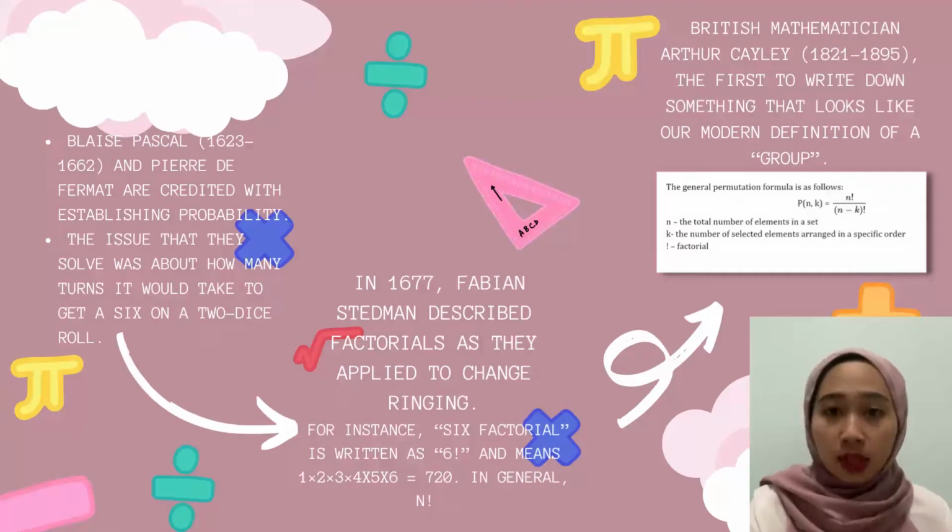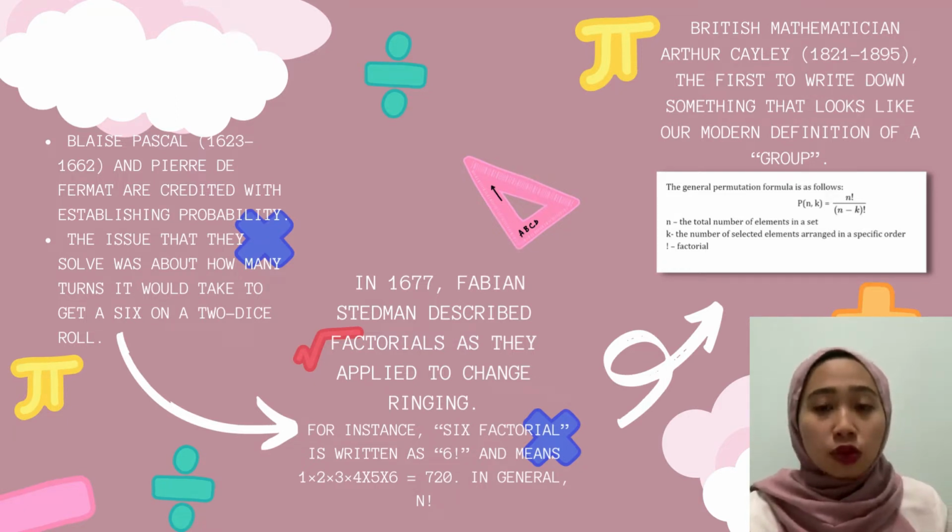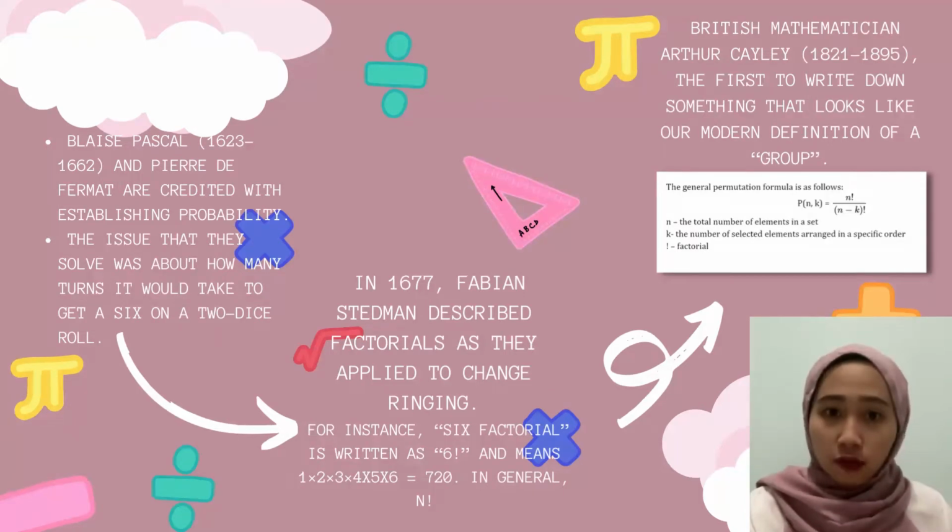In 1677, Fabian Stedman's statements described the factorial as it applies to change ringing. Factorials are very straightforward. They are basically numbers with an exclamation point next to them. For instance, 3 factorial is 1 times 2 times 3, which equals 6. In general, n factorial.